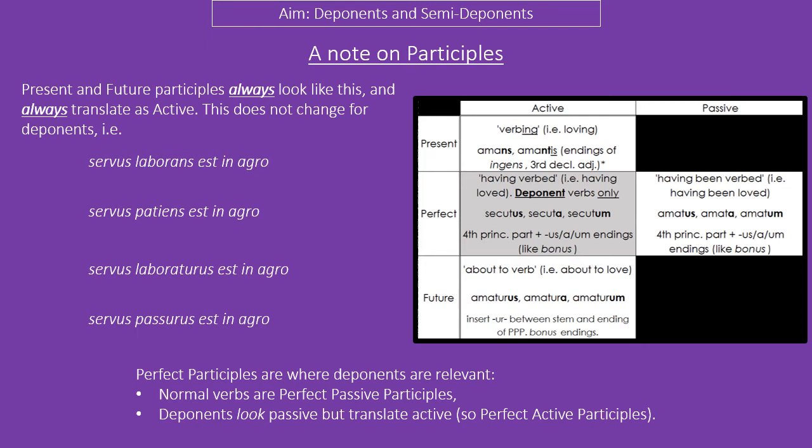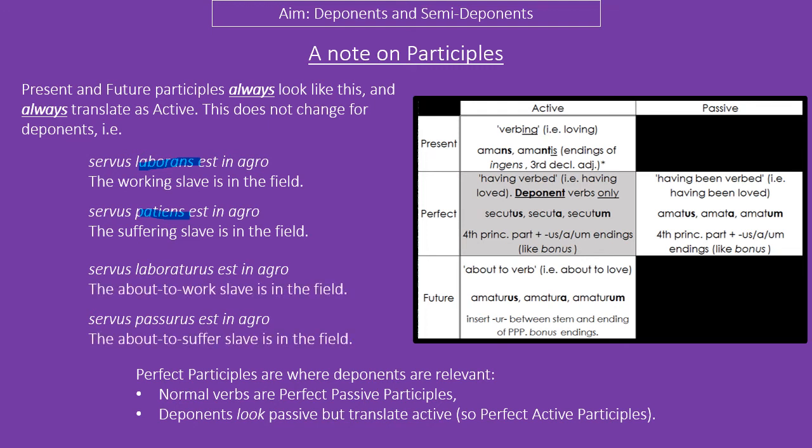Participles are worth thinking about in particular. Present and future participles are always active, but that's just how they are. So even for deponents, it doesn't change. We can see our two sentences there: laborans, a normal verb, and patiens, a deponent verb. They both look the same and they both translate the same. And then in the future, laboraturus and passurus, again normal and then deponent, but they both look the same and they both translate the same.